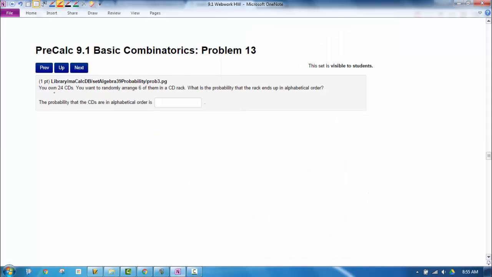All right, the next problem says you own 24 CDs. You want to arrange 6 from the CD rack. What's the probability they end up in alphabetical order? The probability is, there's only one way they can end up in alphabetical order, so that's the number of ways that we want, divided by the total. The total is you're just arranging 6 things. So it's going to be 6 factorial because you have 6 to choose from, and then you have 5 left, 4, 3, 2, 1.